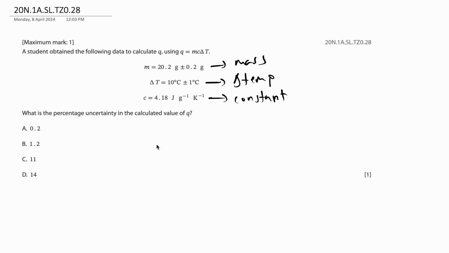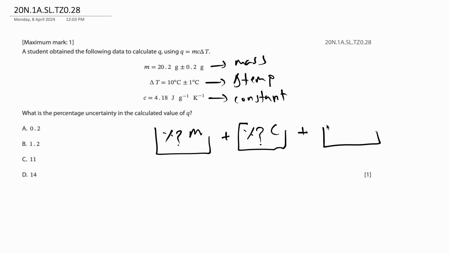Well, the relative uncertainty of the mass, plus the relative uncertainty of the heat capacity of water, plus the relative uncertainty of the temperature change. Now we know that C is a constant. There is no relative uncertainty for that. So we just need to add the relative uncertainty for both the mass and temperature, and I can find the percentage uncertainty in the calculated value of Q. And that's what Q is equal to. So how do I calculate this relative uncertainty?